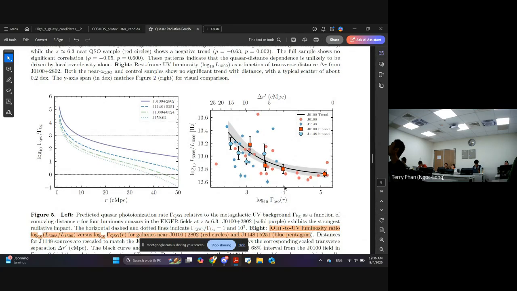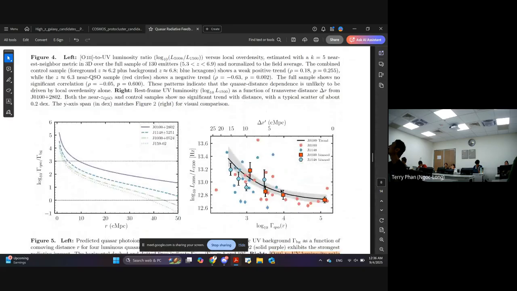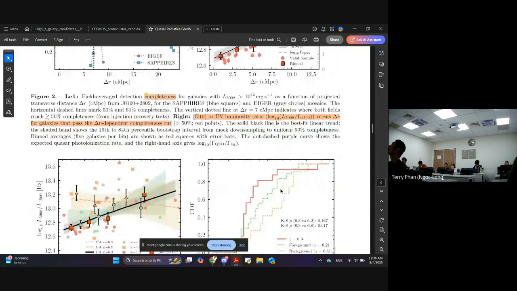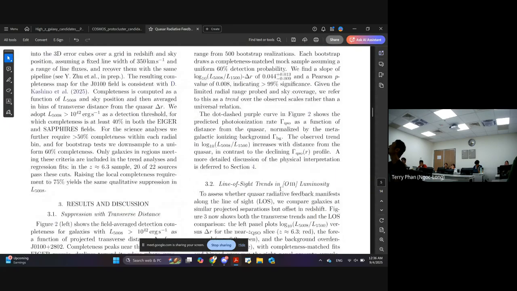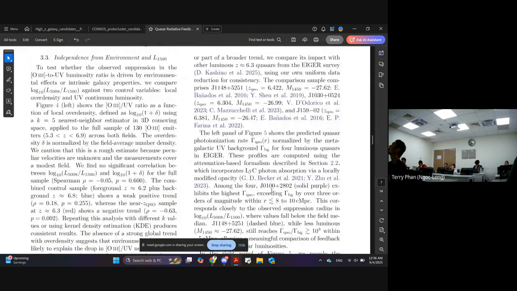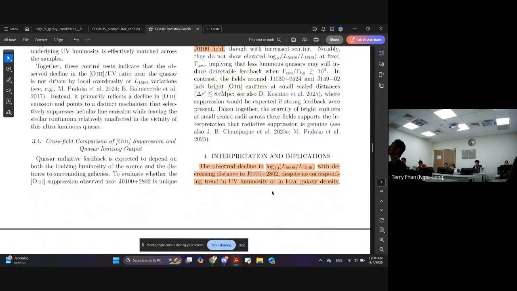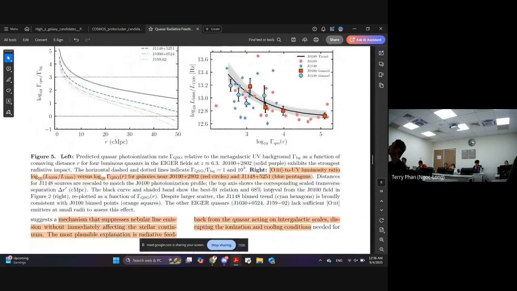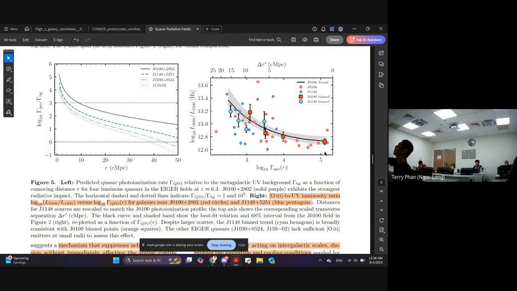It was a little bit unclear to me how they produce the ionization field. I didn't quite get the math that was done all the way over here, so I apologize for that. But it's essentially the quasar luminosity, as a function of distance from the quasar. Yes. And so this is the important final product right here.